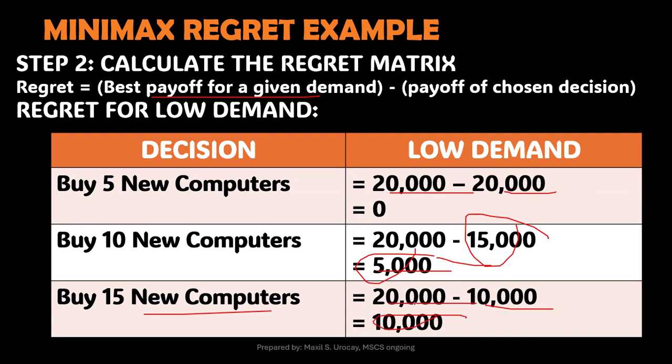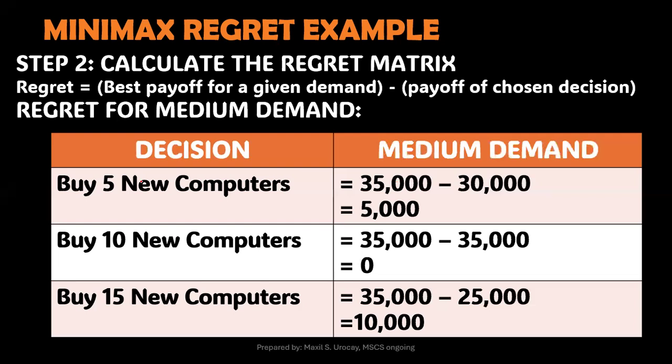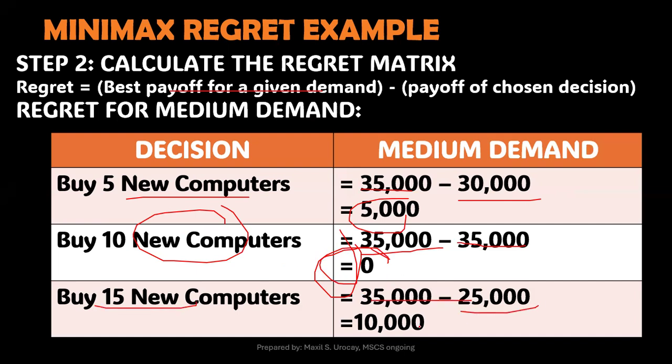After that, let's calculate for the medium demand. Since the best payoff we identified earlier is 35,000, 35,000 minus 30,000 for buying 5 new computers equates to 5,000. For buying 10 new computers, it will be 35,000 minus 35,000, which becomes 0. And for buying 15 computers, it will be 35,000 minus 25,000, that equates to 10,000.